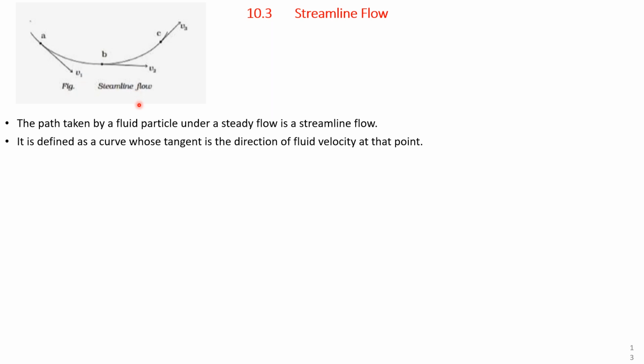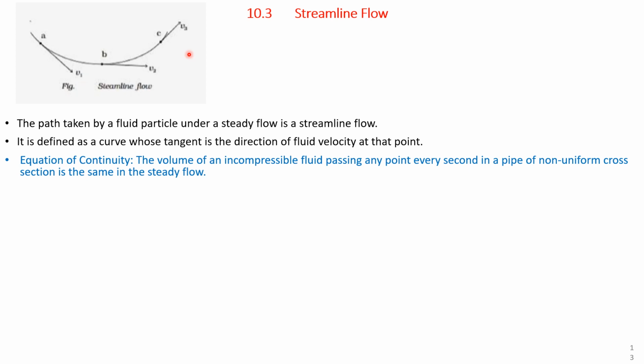This streamline flow is defined as a curve, the curve shown in the figure, whose tangent is the direction of the fluid velocity. Hence, the tangent shows the direction of the fluid velocity. Please note the direction of the fluid velocity at points A, B and C as shown in the figure. V1, V2 and V3 are tangents at these points respectively.